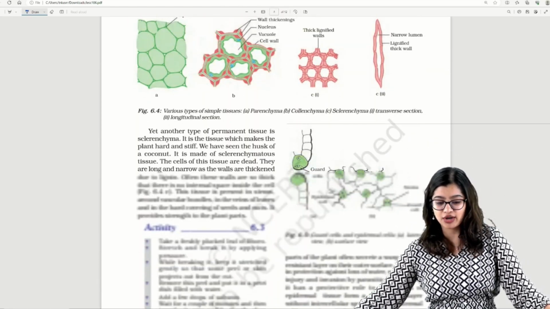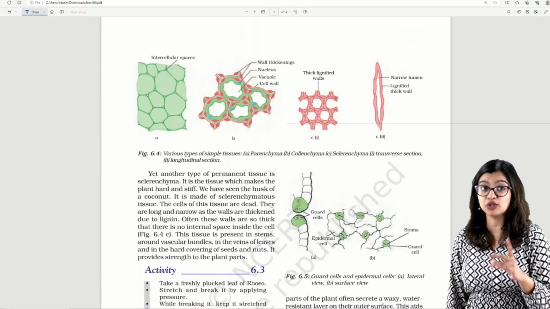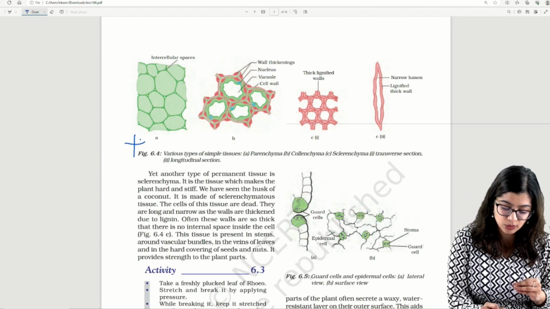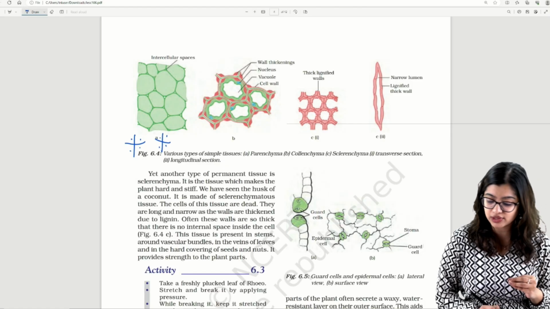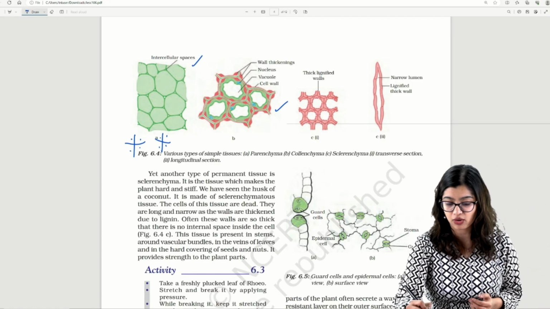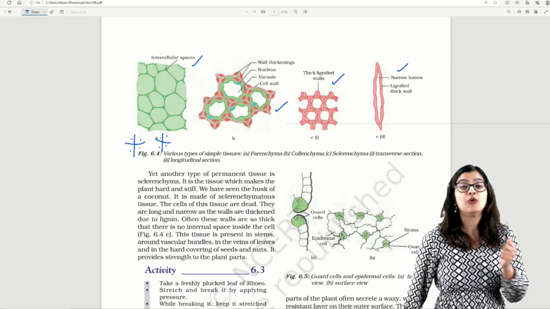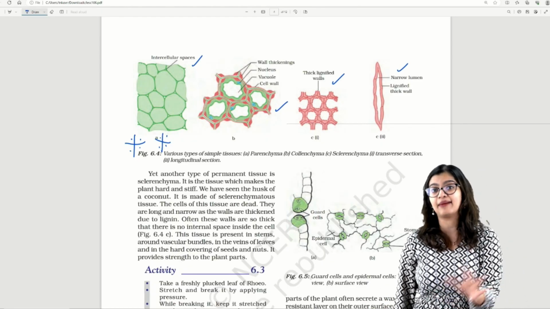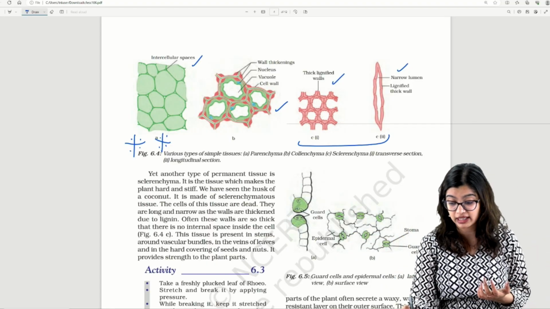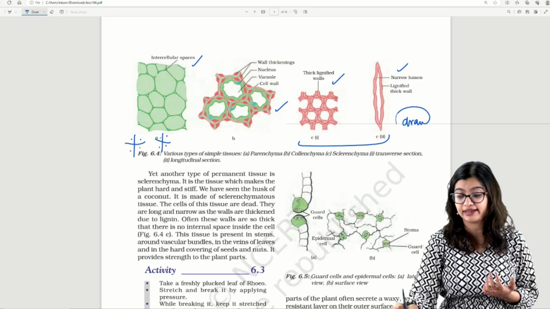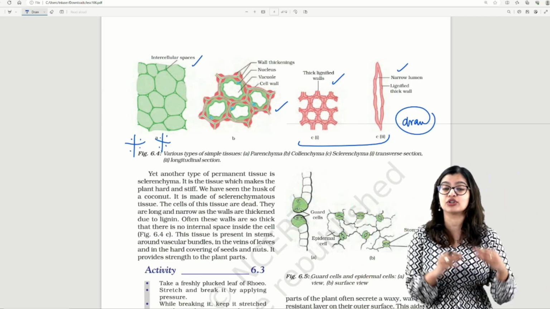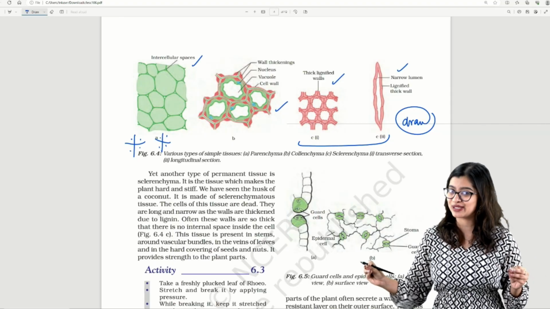So now we will move on to the next one. Types of simple tissues are very, very important. They are super duper important. Please don't skip this no matter what. Questions based on parenchyma, collenchyma, sclerenchyma will come in the exam. They will ask you to identify the diagram. Sometimes with respect to sclerenchyma, they can ask you to draw it as well. So learn to draw and learn to interpret the diagrams, because for sure questions based on this will be there in the exam.